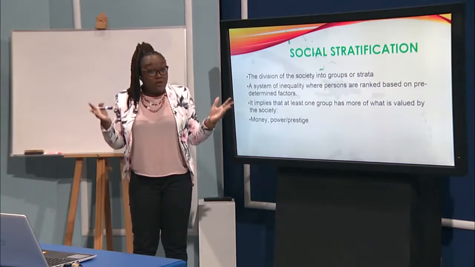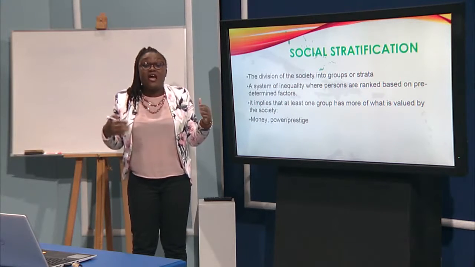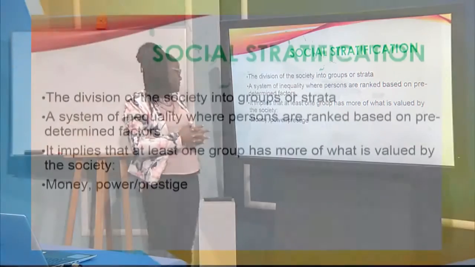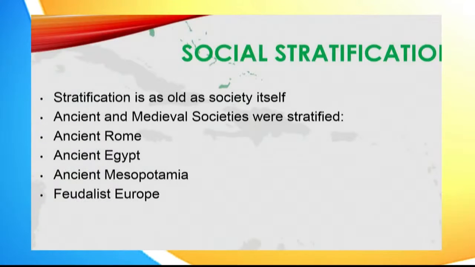Because values, we have already looked at values. Values change, or values are different. They are relative to societies. And some of these things include money, power, and prestige. We're going to locate social stratification within the Caribbean, which is why we use these examples. But for other societies, other things could be very much more valuable than these things.